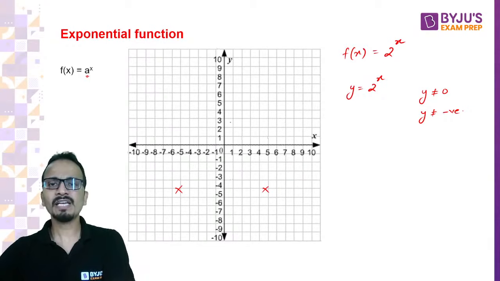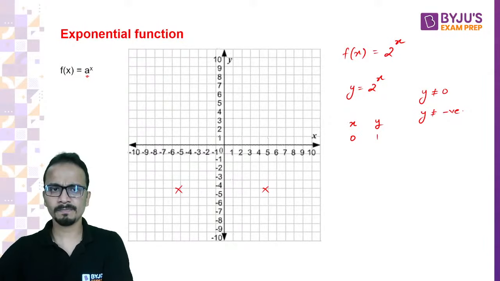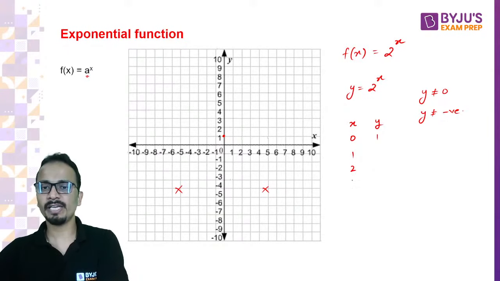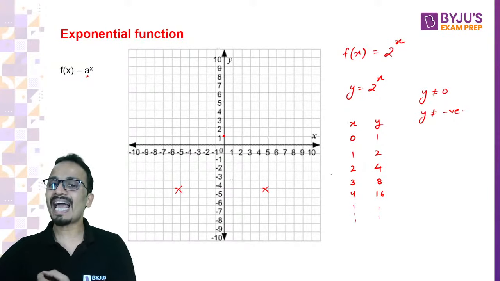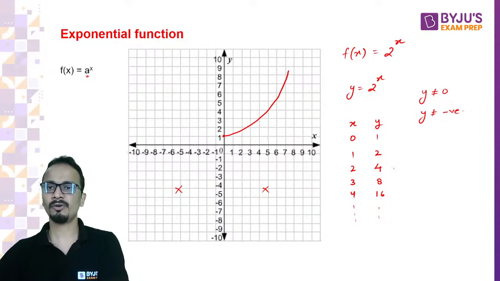Okay? Now if I take different values of x, I put x as 0. So when x is equal to 0, what will be the value of y? 2 raised to the power 0 is 1. So this will be the point at which the graph will intersect the y-axis. Now if I keep on increasing the values of x, the values of y will be 2 raised to the power 1, 2 raised to the power 2, 2 raised to the power 3, 2 raised to the power 4, and so on. So there will be an exponential increase in the values of y, and the graph will go something like this on the right hand side.